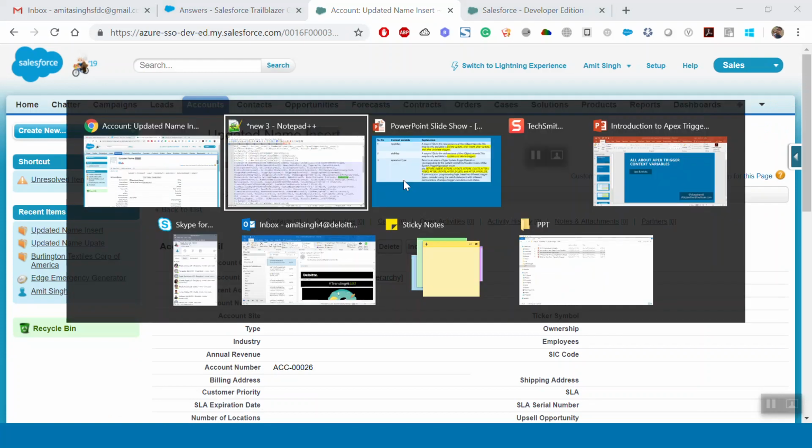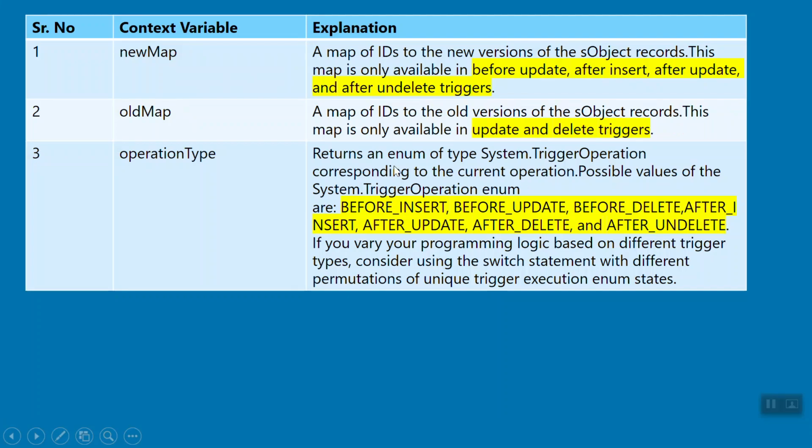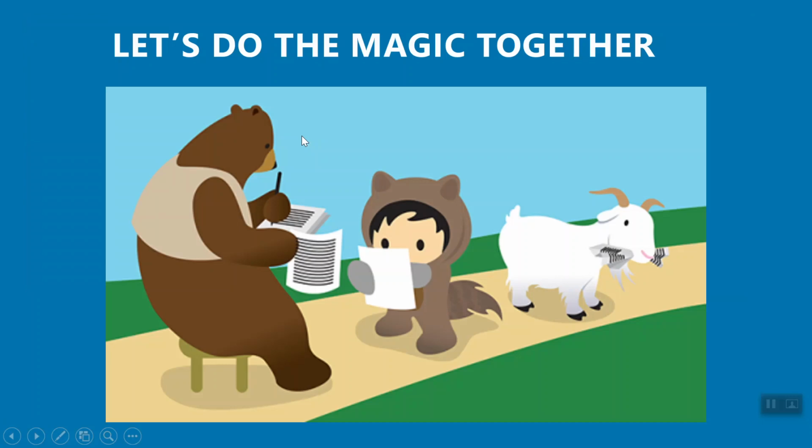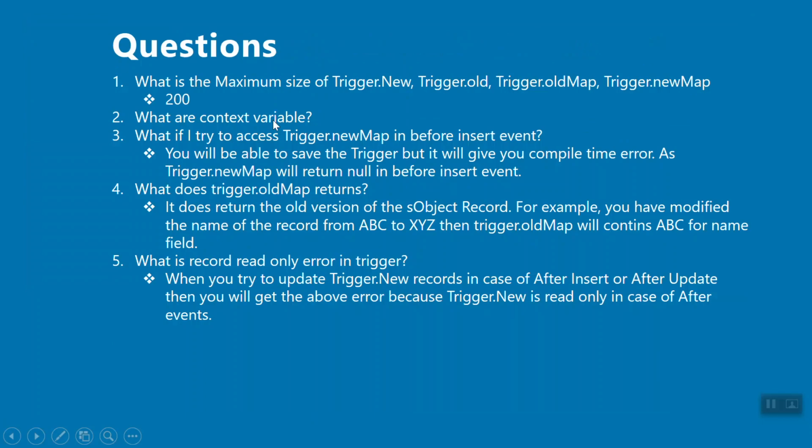So this is why. Now I have compiled some questions that might be asked and that you might be thinking about. We already saw how and where we can get all the context variables. These are the questions. What is the maximum size of trigger.new, trigger.old, old map, or new map? In a single chunk, we can only process 200 records. If we are performing a bulk operation over a particular object with more than 200 records, those records will get executed in chunks of 200.